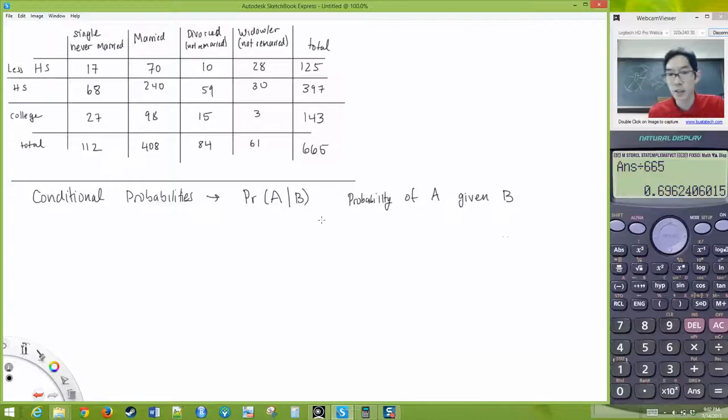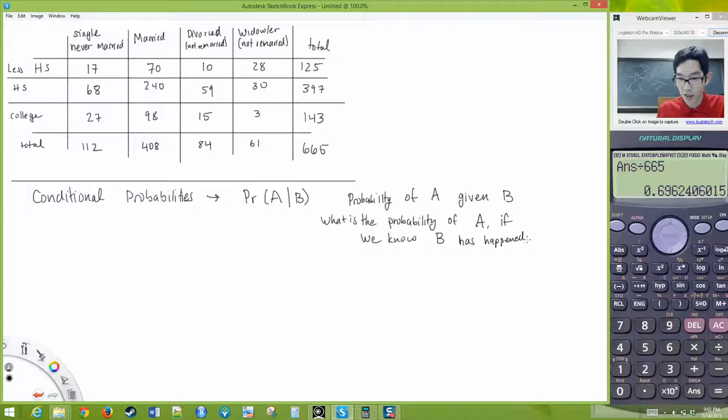And this means, what is the probability of A if we know B has occurred, or has happened, or is true. Okay? So it's probability of A given B, basically we're saying, if we know B has happened or B is true, what's the probability of A? Probability of A given B. That's how we read this.